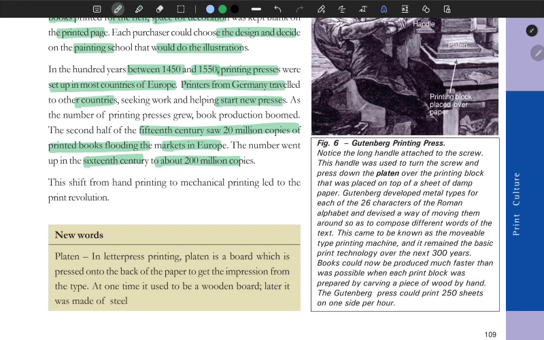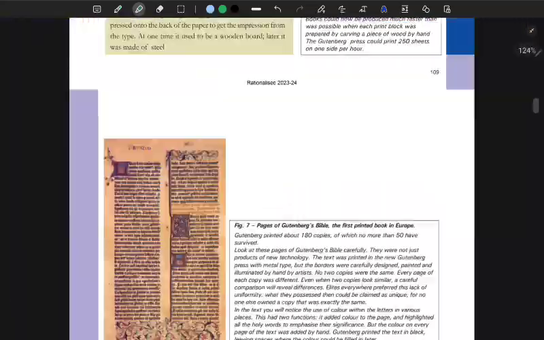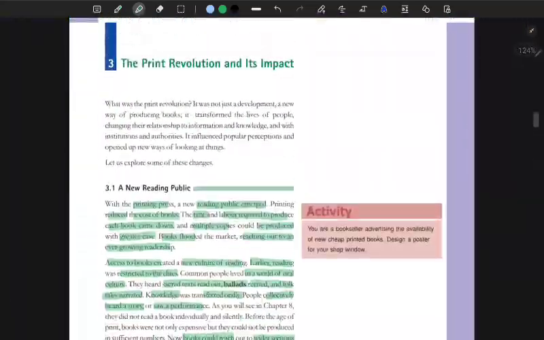And as we can see, the second half of the 15th century saw 20 million copies of printed books flooding the market in Europe. The number went up in the 16th century to about 200 million copies. You can see how, in the turn of the century, it increased from 20 million to 200 million. Right, so moving on, we need to discuss the print revolution.